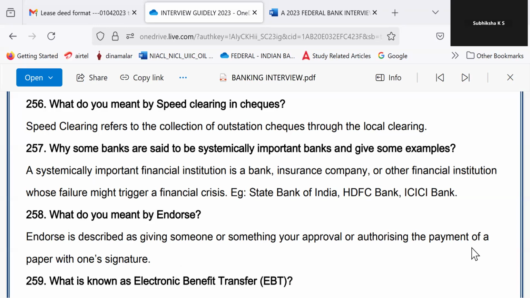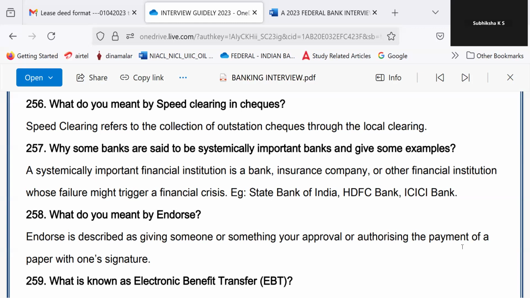Sir, is this and the check truncation system the same? Both are the same. Check truncation is CTS. Check truncation system is a system whereby the collecting bank takes an image of the check front side and back side and sends that image through its service branch, and the service branch in turn will present it through Reserve Bank of India. So it is the same thing.